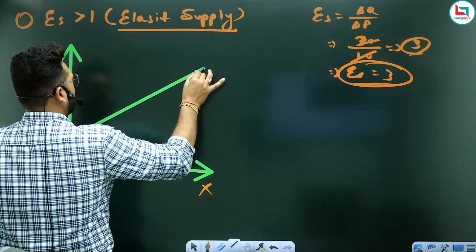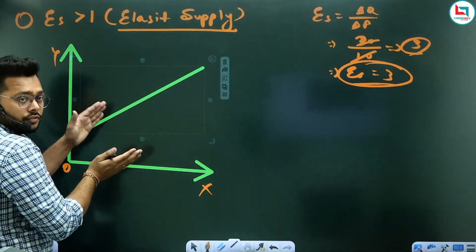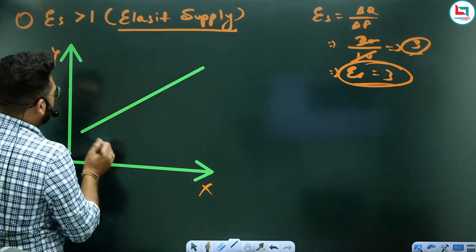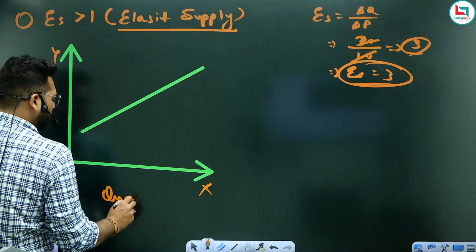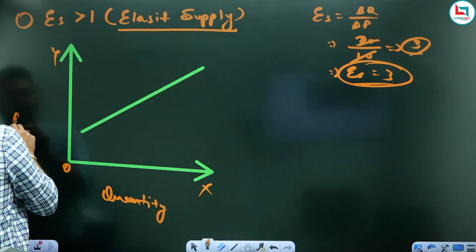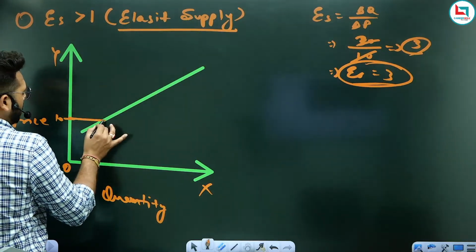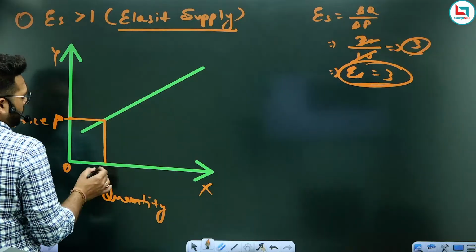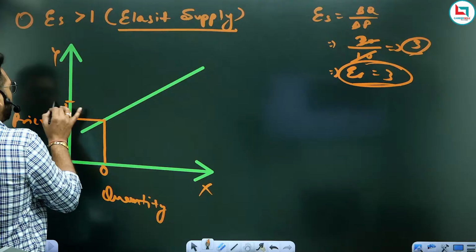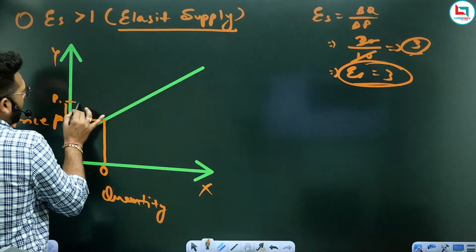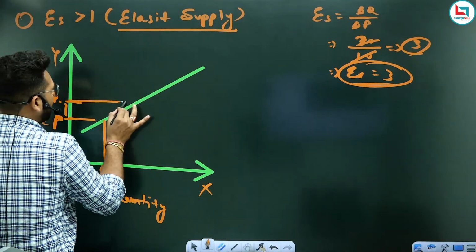It will be a little bit like this. It means the percentage change in quantity is more. Let's say this is quantity, and this is price. At this price you are supplying this quantity. So price will change from this to here, like P1. Here it is P1.